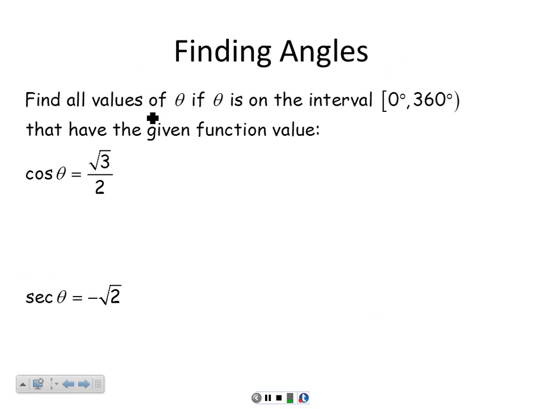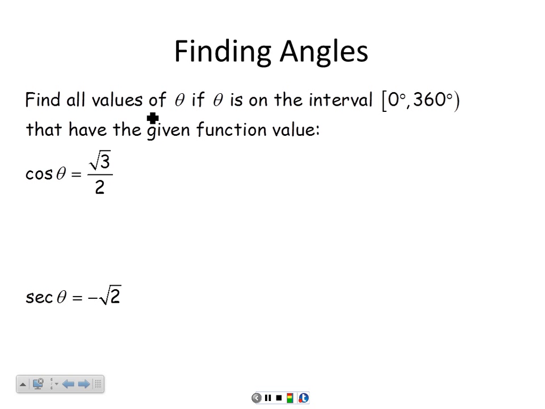Okay, so finding angles. Find all values of theta if theta is on the interval of 0 to 360 that have the given function value. So basically what we're doing is we're going backwards. Find all values of theta if we're on 360 degrees. So what we need to do is figure out where we are.